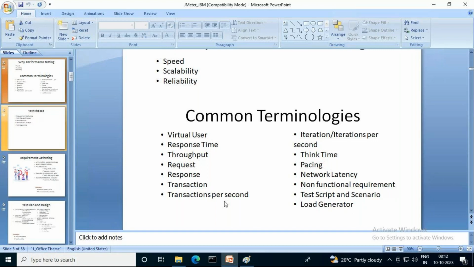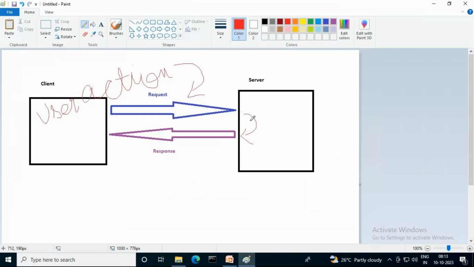Then the next term is transactions per second. I told you what a transaction is. Now this transactions per second can also be called the throughput, meaning how many transactions per second are happening. If your server is very good, if your server is efficient enough, then you are going to have a higher number of transactions per second. Also, it will depend on the number of users accessing the application.